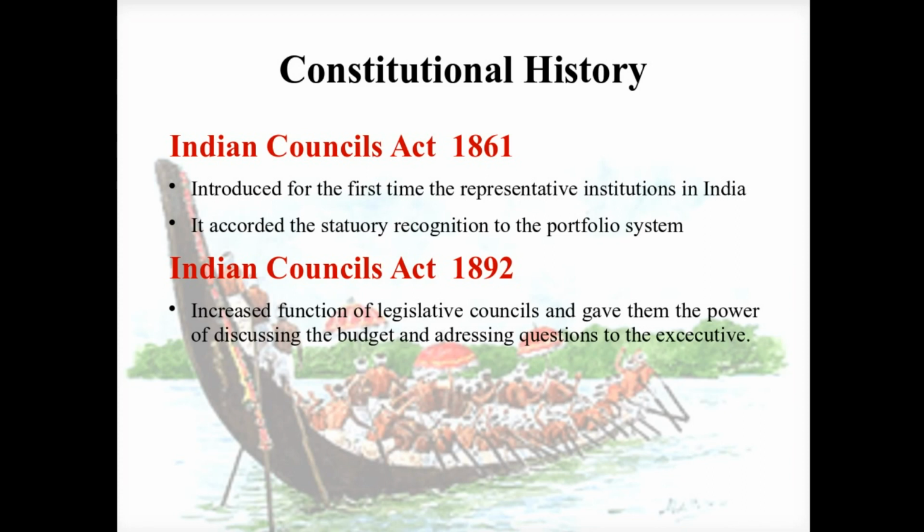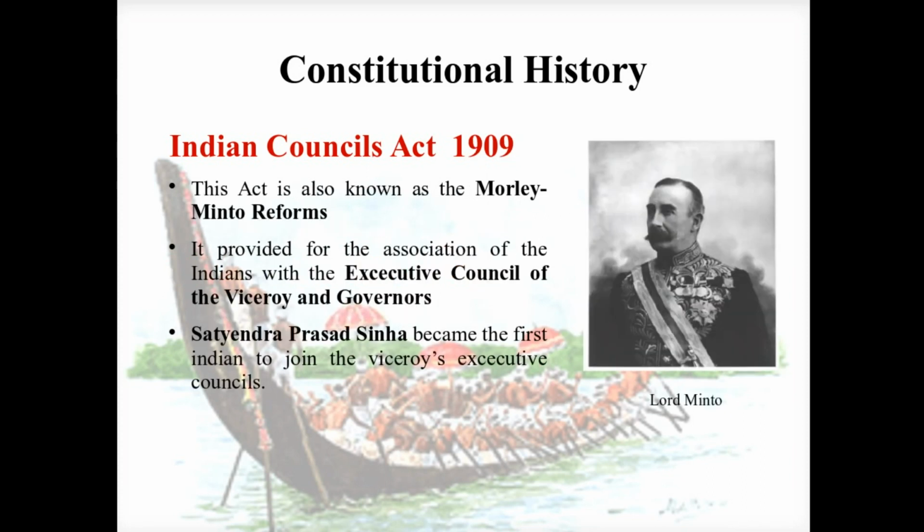Then we have the Indian Councils Act 1909, also known as the Morley-Minto Reforms, which was passed by the British Parliament in an attempt to widen the scope of legislative councils, pacify the demands of moderates in the Indian National Congress, and to increase the participation of Indians in the governance. It provided for the association of the Indians with the Executive Council of the Viceroy and the governors. Satyendra Prasad Sinha became the first Indian to join the Viceroy's executive councils.